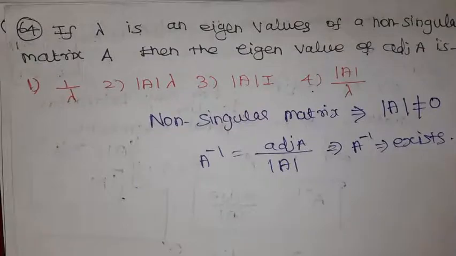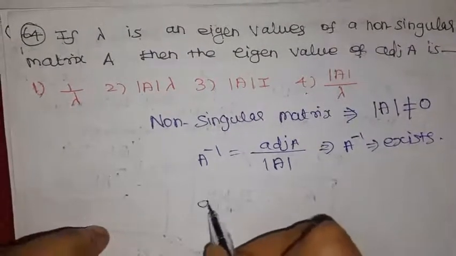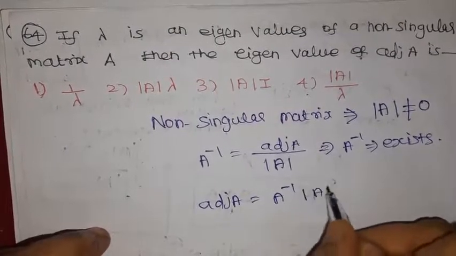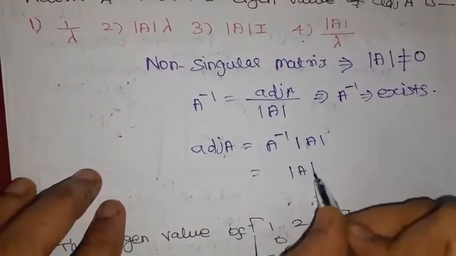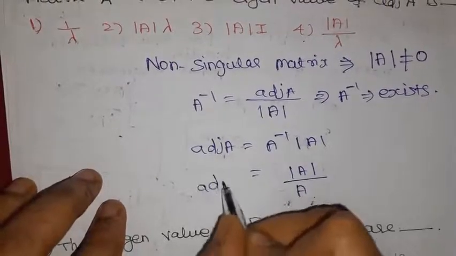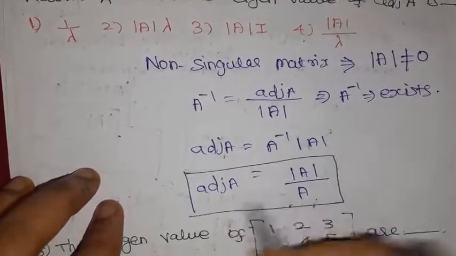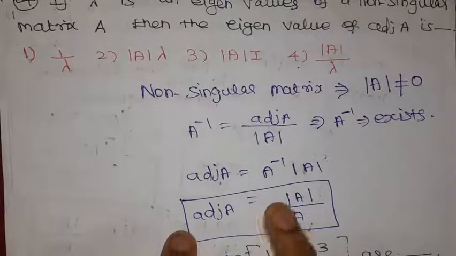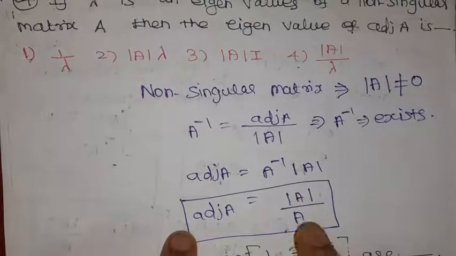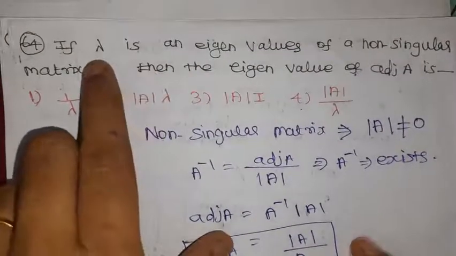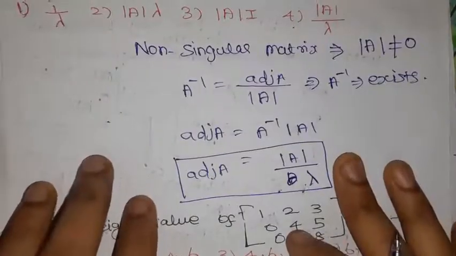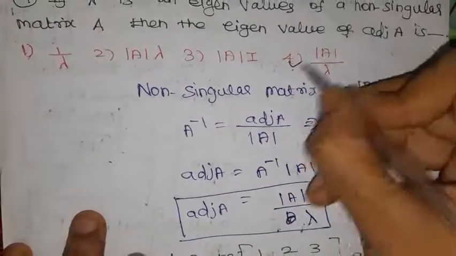So, now we need to find out the same thing. Adjoint of A is nothing but A inverse into A. Just cross multiply. A inverse can be written as mod A divided by simply A. So, the eigenvalues of adjoint of A, previously we have seen this problem, this method. So, adjoint of A is nothing but mod A divided by A. What is given? Lambda is an eigenvalue, so mod A divided by lambda here. Mod A divided by lambda, determinant of A divided by lambda.